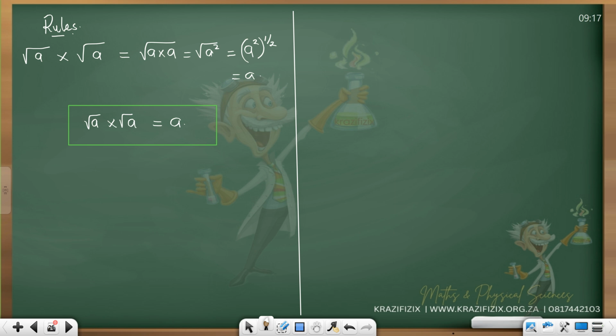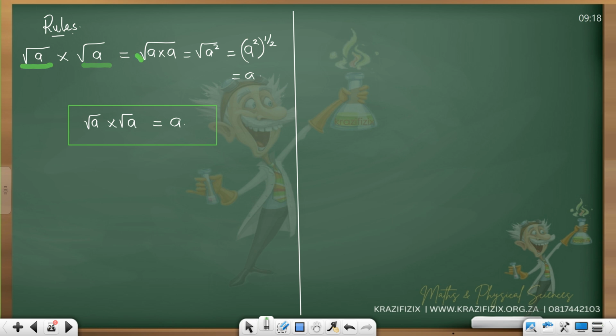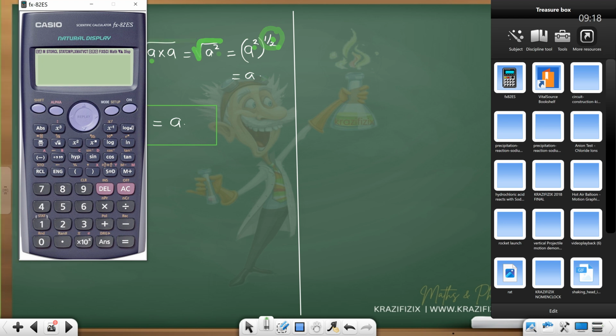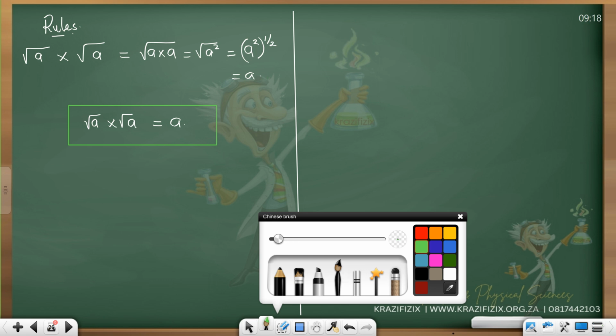I only demonstrated how that came to be. So root of a times root of a, I pick a root, a times a, which is a squared. But root itself means to the power half. 2 times half would give me 1. So root of a times root of a is a. Root 5 times root 5, check: 5. That is number 1.